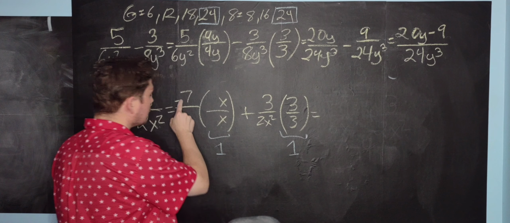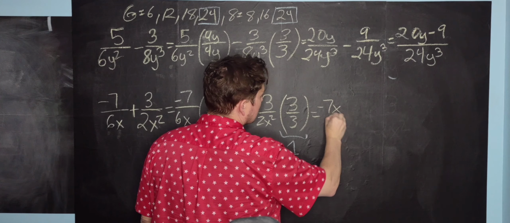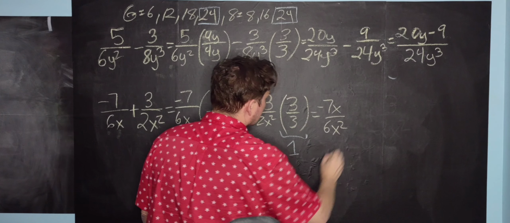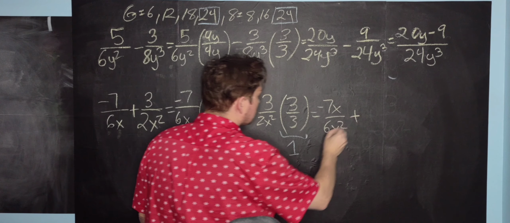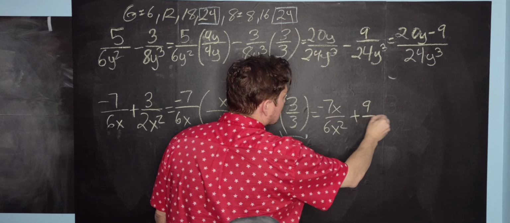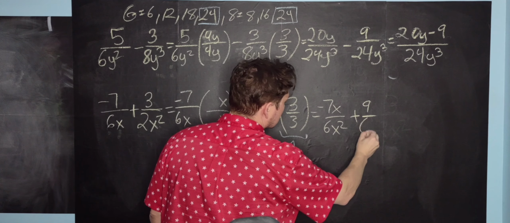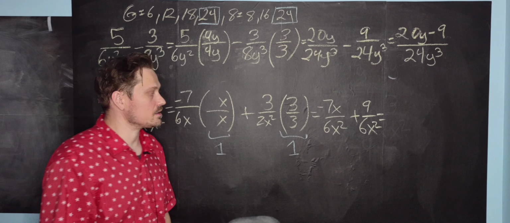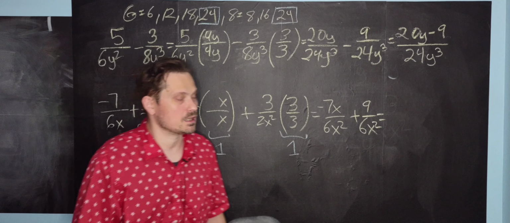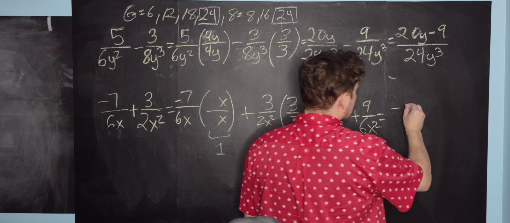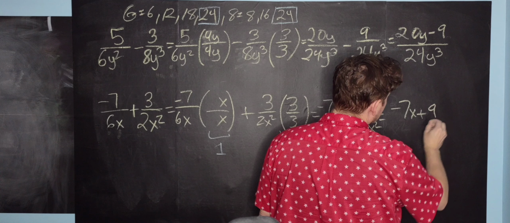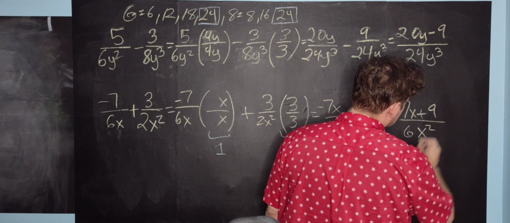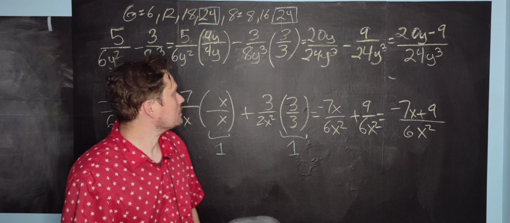So you're going to have now negative 7x in the top, and then the bottom, you're going to have 6x times x, which will be 6x squared. And then for the next one, you're going to have plus 3 times 3 is 9, and in the bottom is 2 times 3, which will be 6, and then x squared is present already. And now notice we have the same denominators. Once you have that, you can just add the numerators, copy the denominator only once. So you're going to have negative 7x plus 9, divided by 6x squared. And that would be considered the answer in this context.